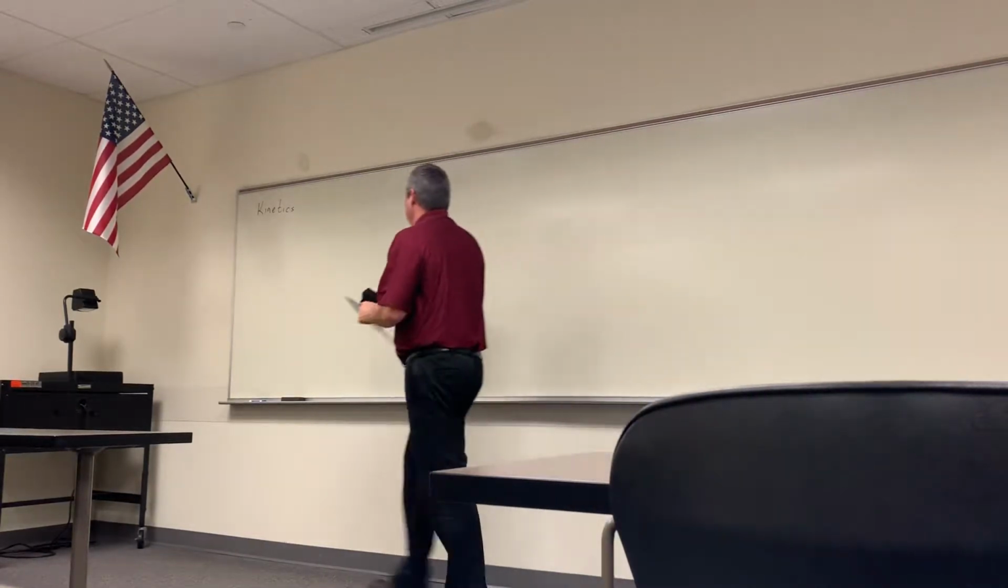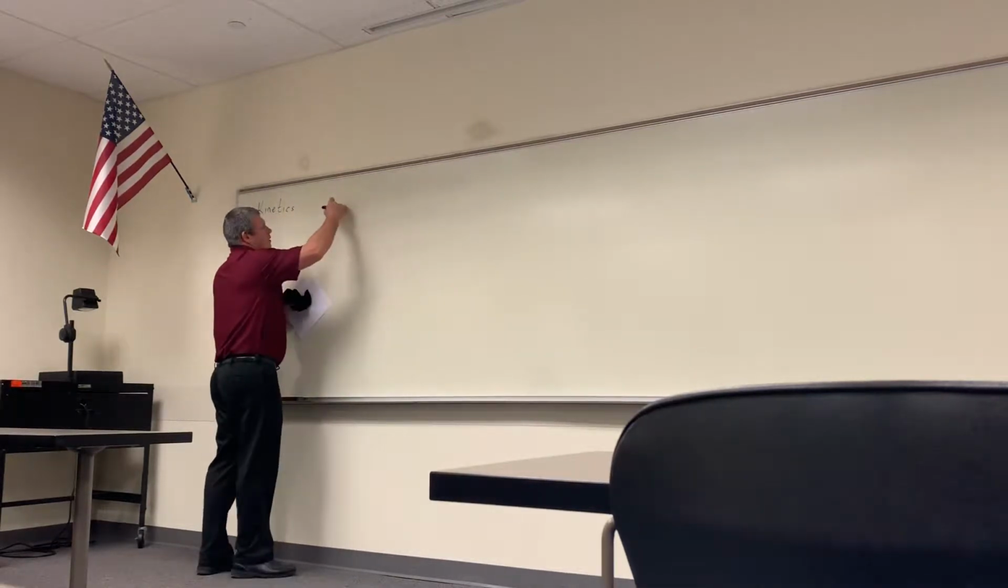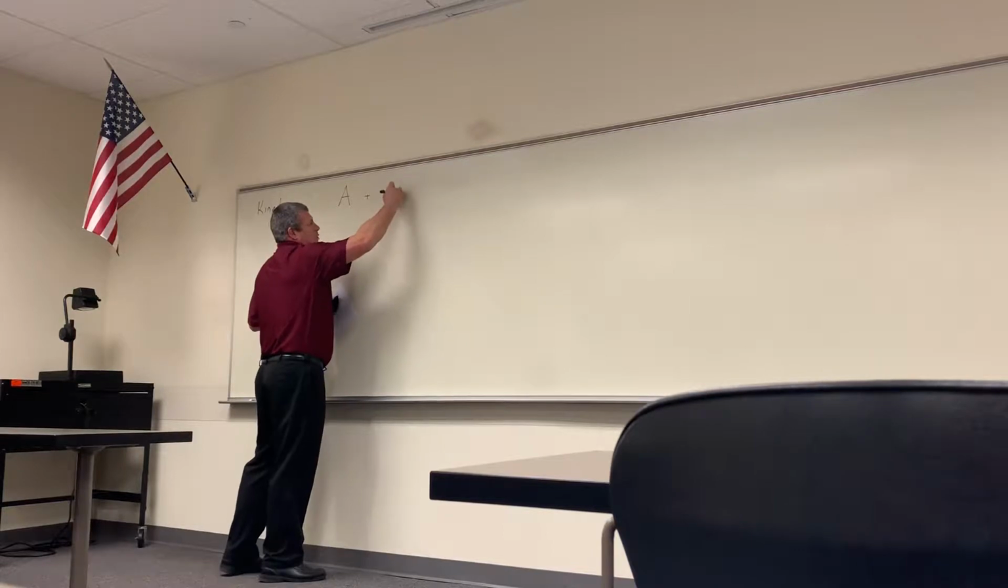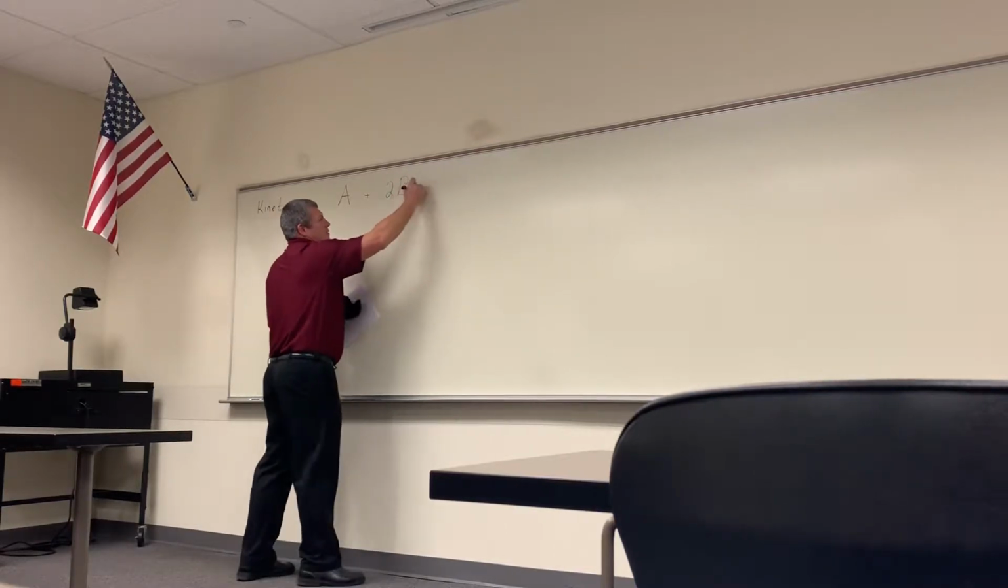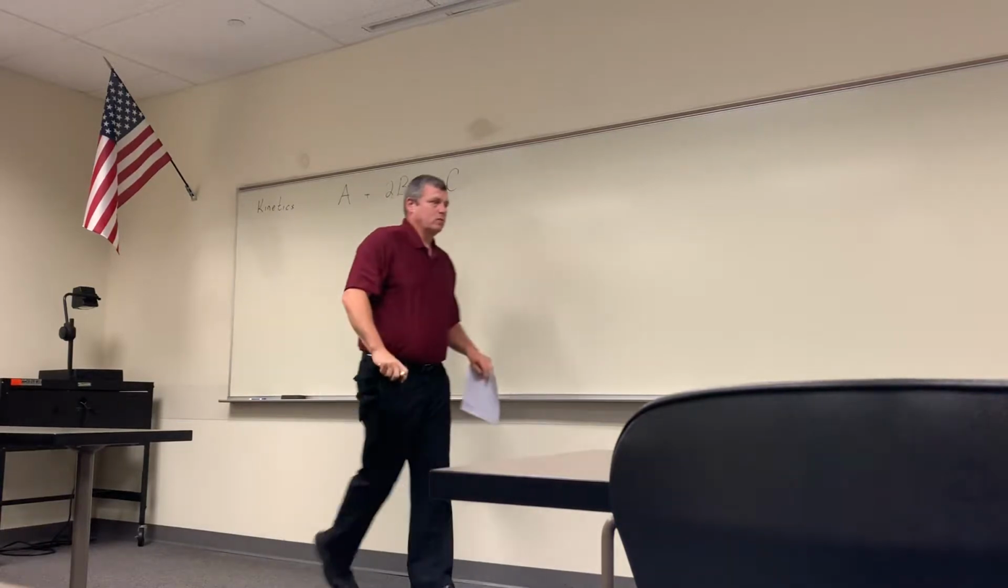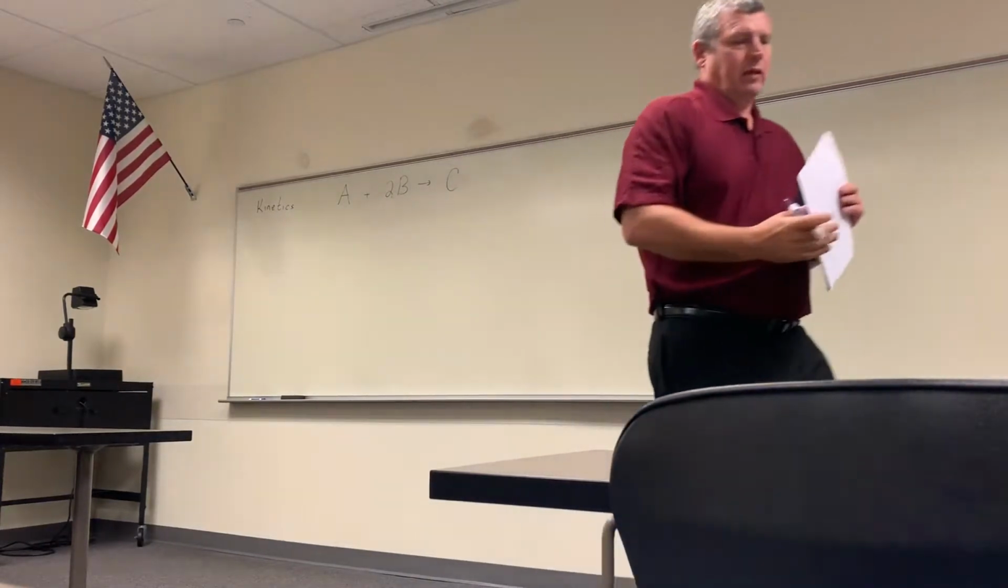So I'm going to do kind of a hypothetical reaction here for simplicity. So I've got some chemical A that reacts with chemical B to make C. And it takes 1 mole of A for every 2 moles of B to make 1 mole of C, just kind of making it up.